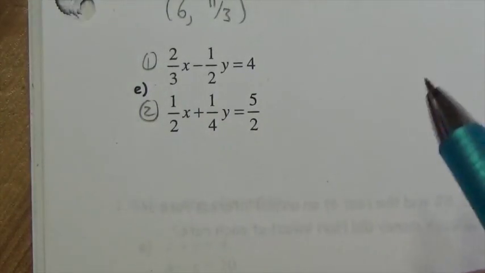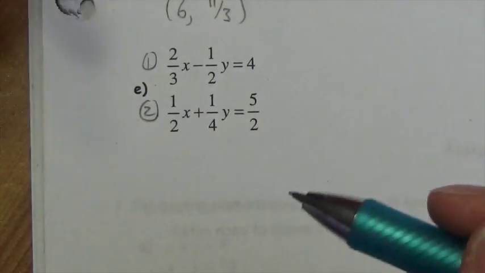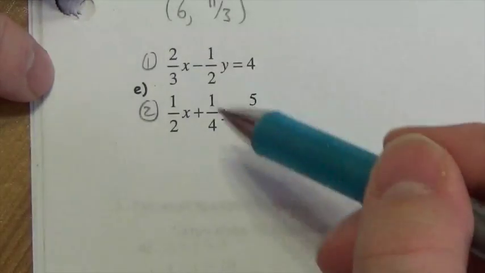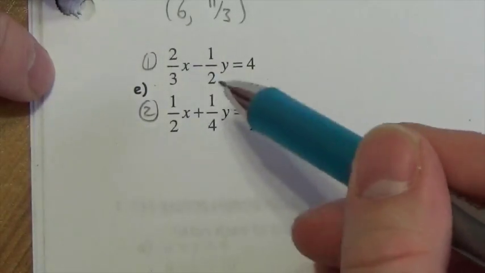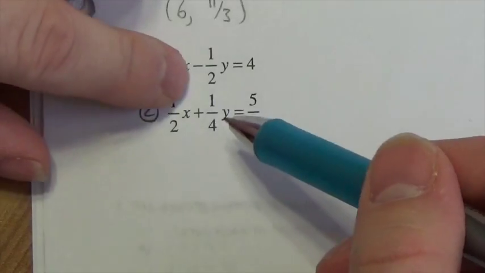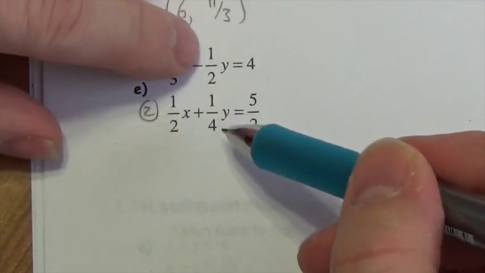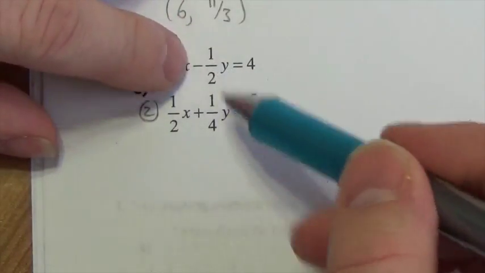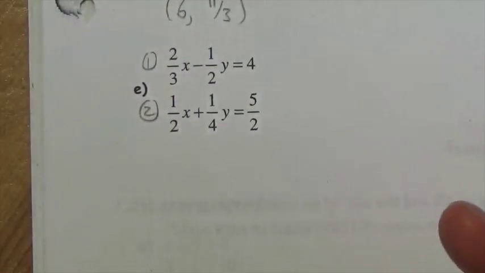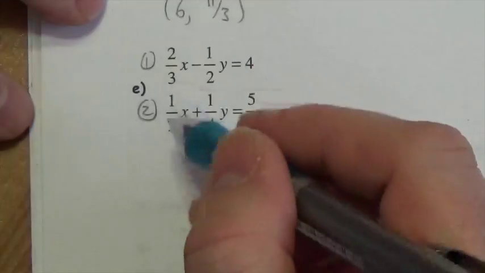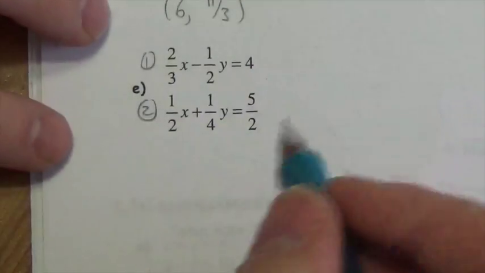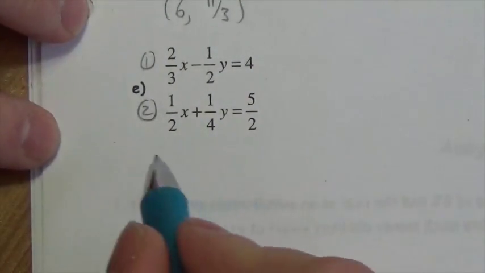Okay? Now, at this point right here, I would be very tempted to want to just get rid of the y-coordinate by multiplying the second equation through by 2. Because if you do that, then you get negative a half plus a half, they cancel. However, not everybody's going to be thrilled with doing some of the other fractional work here. So what we're going to do is we're going to change this system.